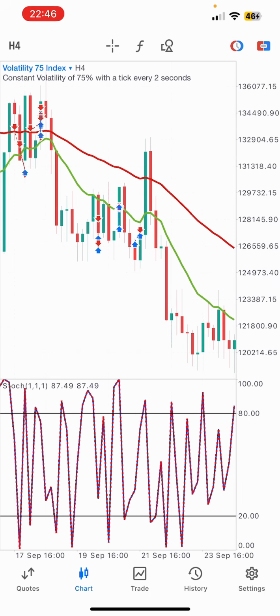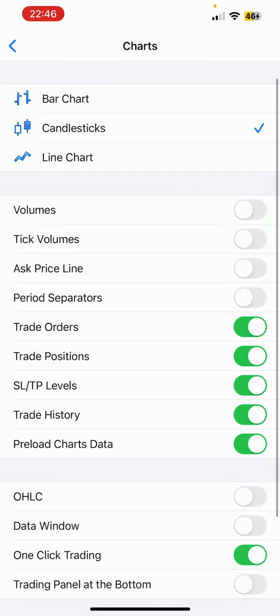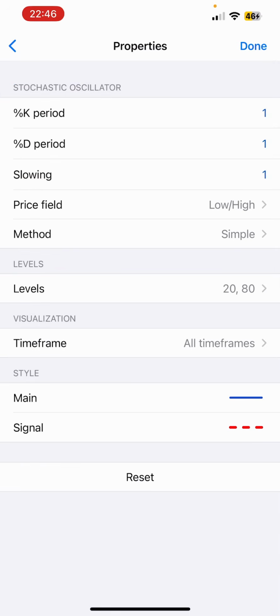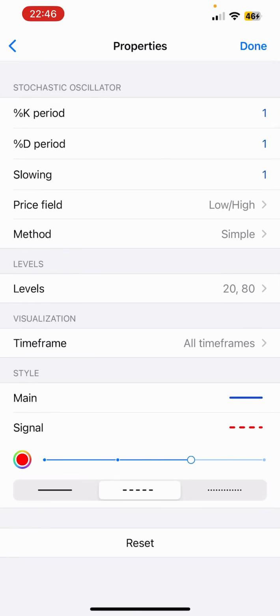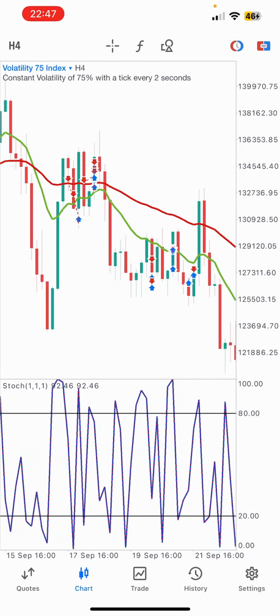So now this one is not too okay. So what we are going to basically do, we go back to the indicator. Sorry, you tap in, go to indicator, you go to stochastic. We are going to reduce this one. We are going to reduce this one. It's way better like this.